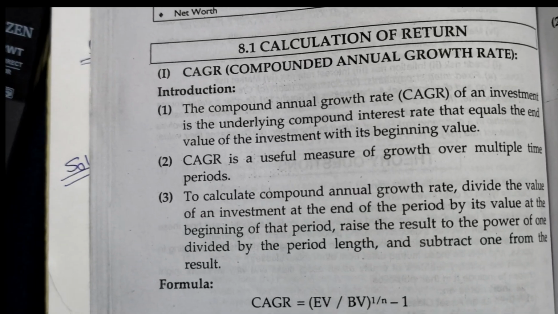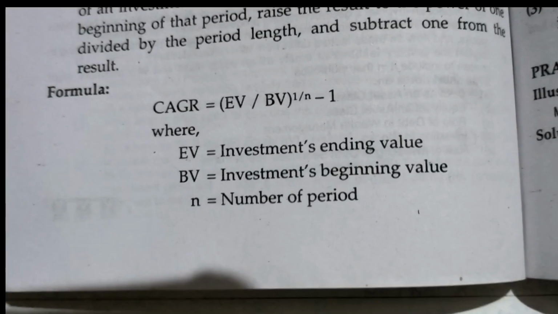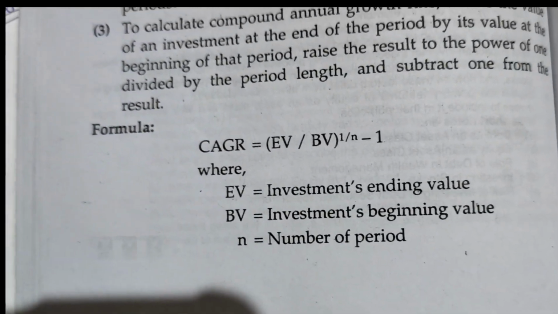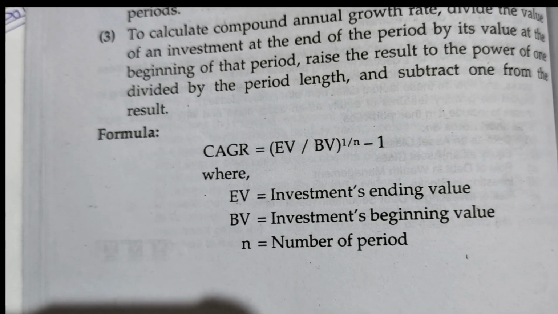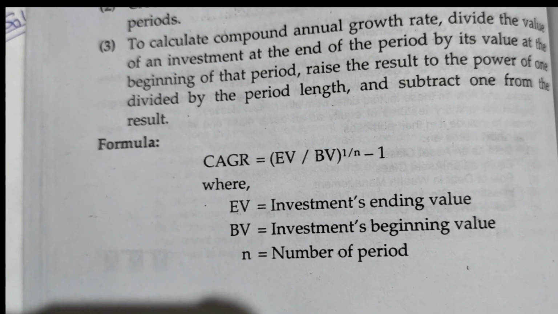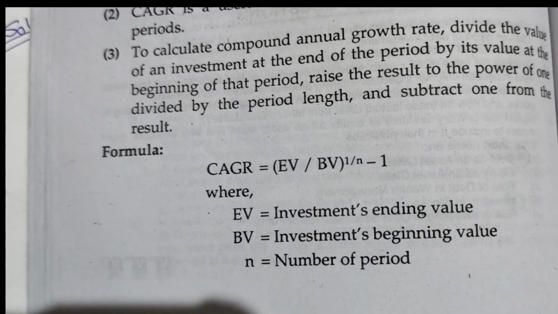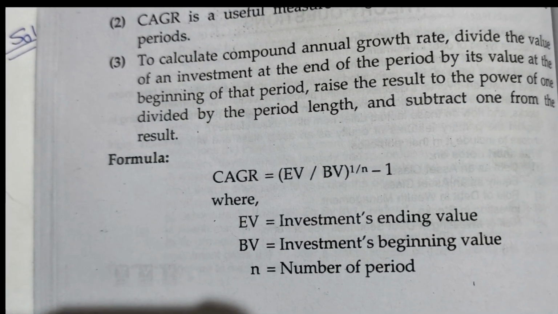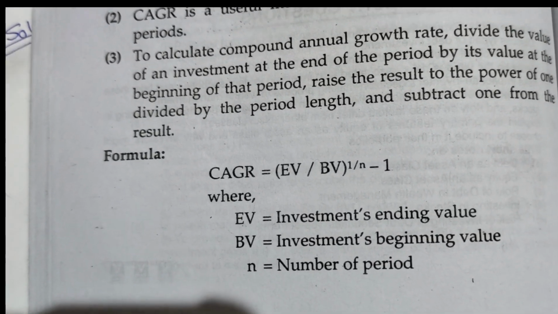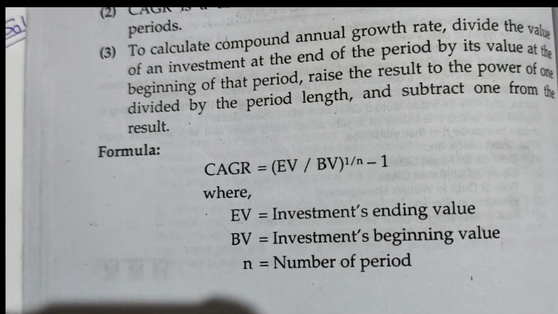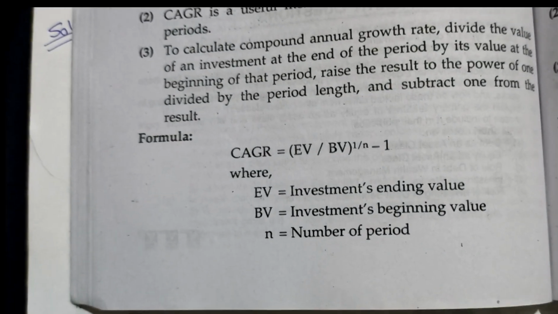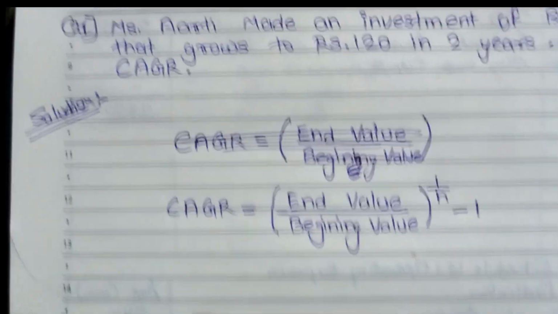Okay, so let's see the CAGR formula. Here it is. CAGR is equal to (end value divided by beginning value) to the power of 1 divided by n, minus 1. EV indicates the investment's ending value, BV indicates the investment's beginning value, and n indicates the number of periods. So let's calculate CAGR for 2 years.